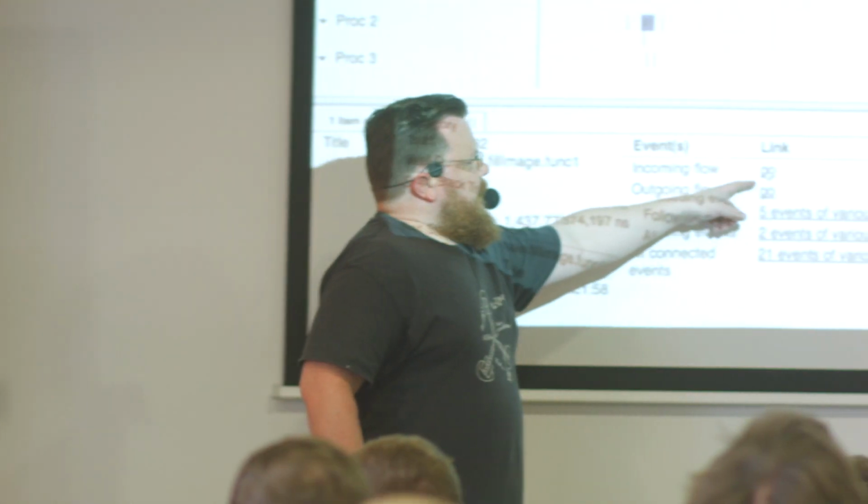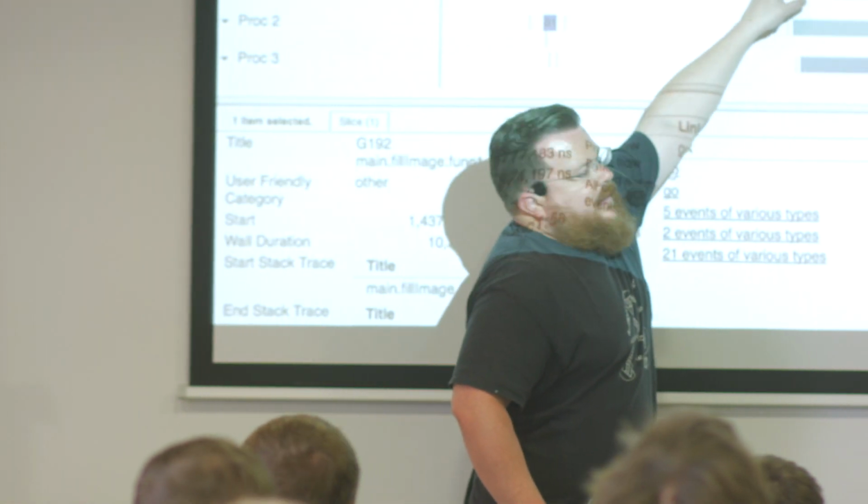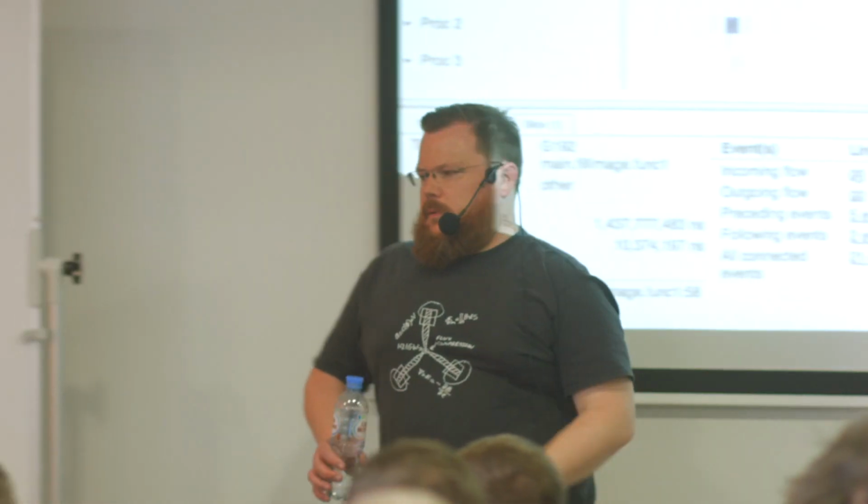We can do the same thing here. So you find a goroutine. Incoming flow means I was started by the go statement, and you can see this goroutine was started by that one there. This is super useful.